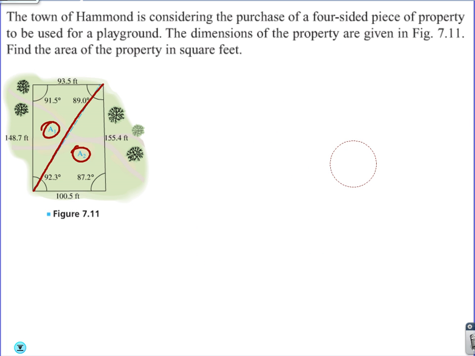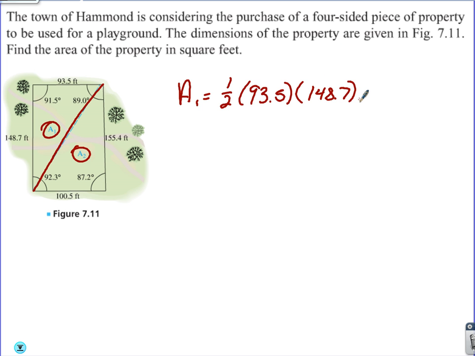Let's work it both ways because I'm curious how close that trapezoid formula would come to the actual area. So area of triangle 1. Area 1 is going to equal 1/2. You've got two side lengths here and here, and an angle in the middle, that side-angle-side relationship. So you've got 1/2 of 93.5 times your other leg, which is 148.7, times the sine of the included angle, which is 91.5. And y'all be typing that in as I write down area 2.